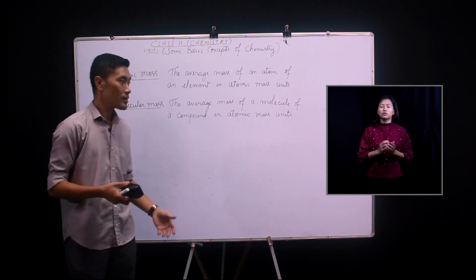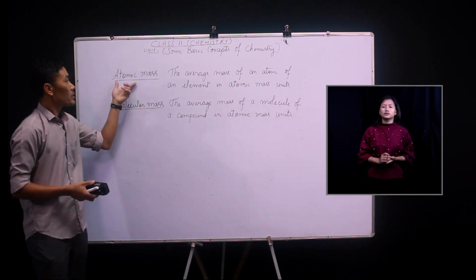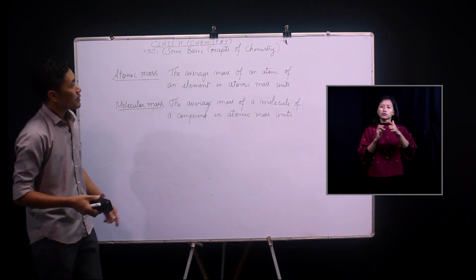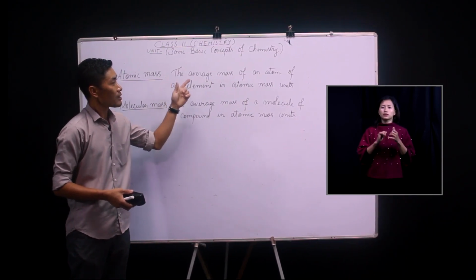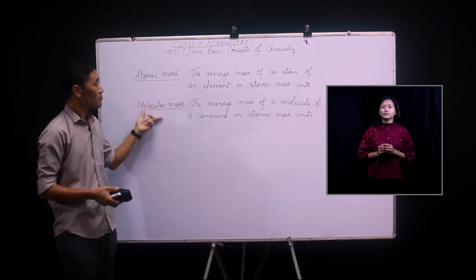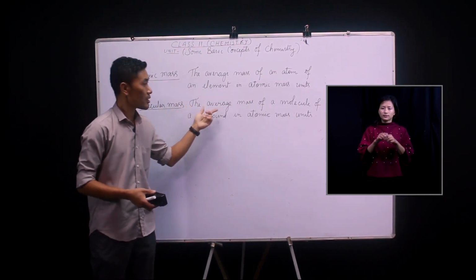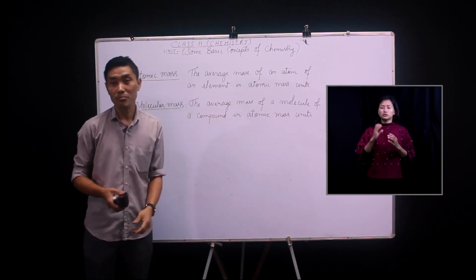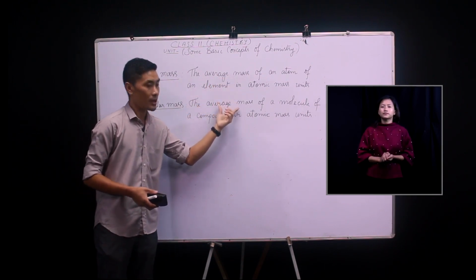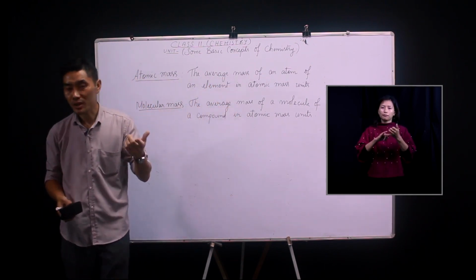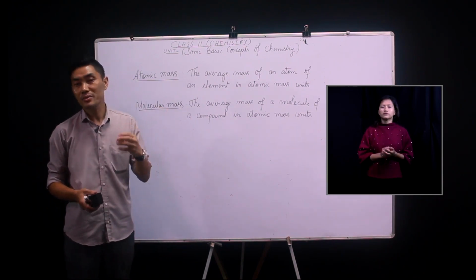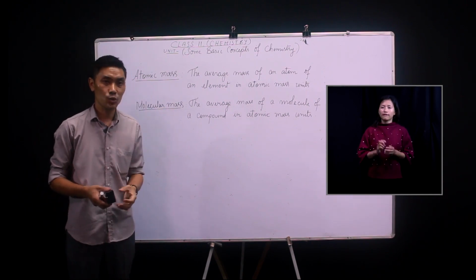Now, today, let us see what is meant by atomic mass and molecular mass. Atomic mass is defined as the average mass of an atom of an element in atomic mass units. And molecular mass is defined as the average mass of a molecule of a compound in atomic mass units. Now note that in both these cases we are using average mass. Why are we using average mass? It is because most of the known elements occur as a mixture of their various isotopes.